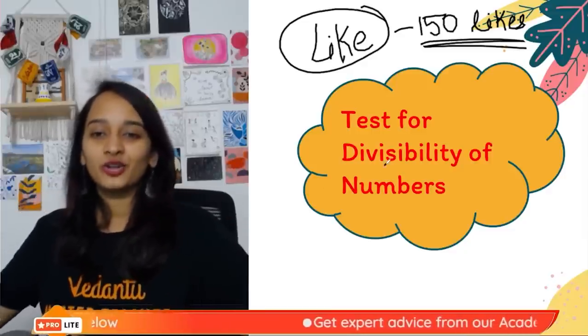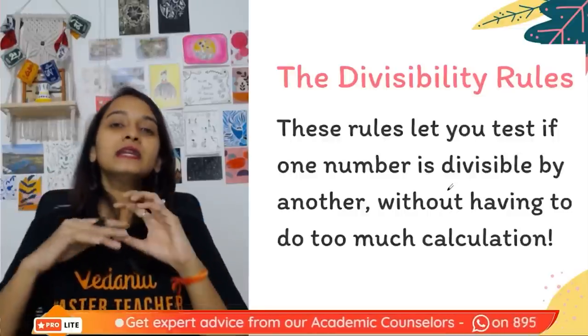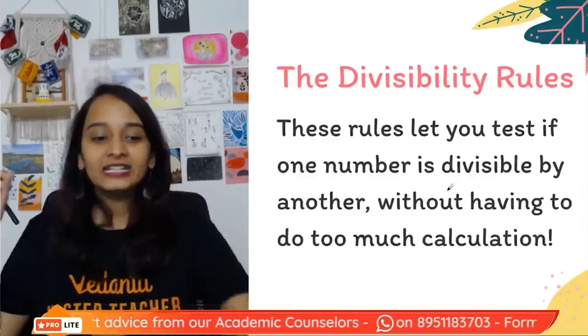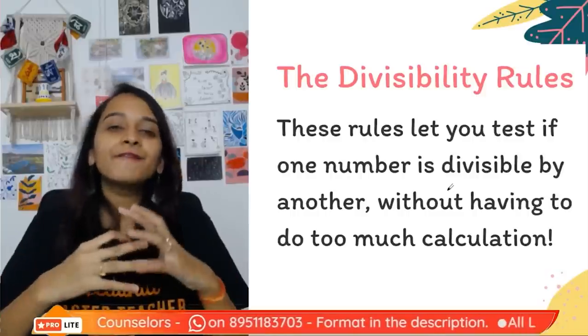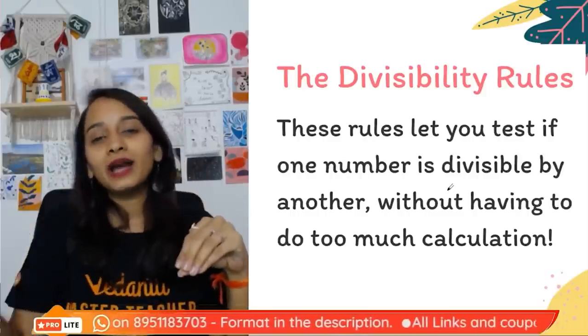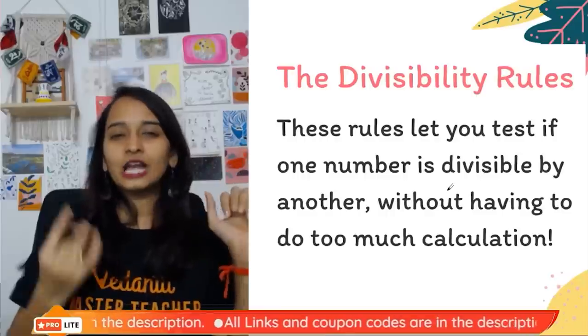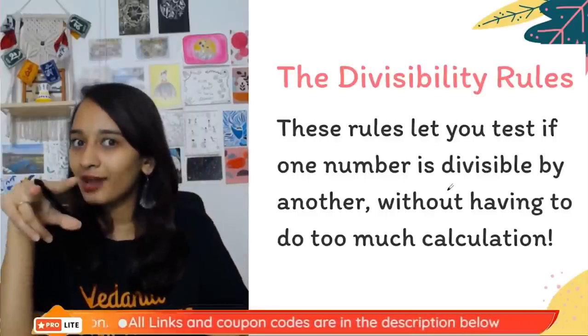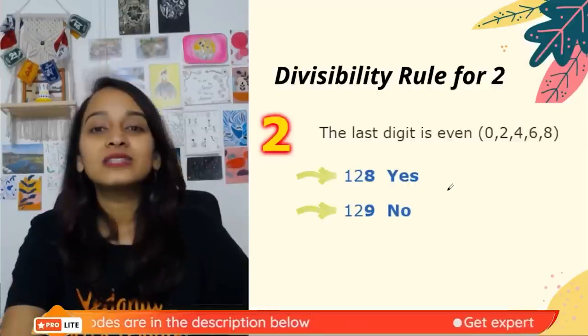Theek hai? चलो, टेस्ट्स फॉर डिविजिबिलिटी ऑफ नंबर्स. नाउ डिविजिबिलिटी रूल्स क्या है? डिविजिबिलिटी रूल्स मतलब दे विल लेट यू टेस्ट इफ वन नंबर इज डिविजिबल बाय अनदर नंबर, विदाउट एक्चुअली डिवाइडिंग. कैलकुलेशन नहीं करना पड़ेगा, बस देख के आप बता सकते हो, है ना? दैट्स हाउ मैजिकल डिविजिबिलिटी रूल्स आर.